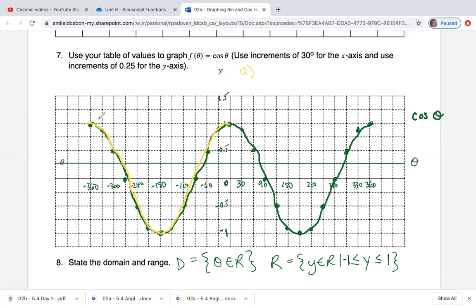So again, the length of one cycle starts at 360 and ends at 0. So the period would be 360 degrees, right? Before it repeats itself. What are the maximum and minimum values? Which again, I'm looking at y. The maximum value, which is the peak, is 1. The minimum value, which is the trough, is -1, right?